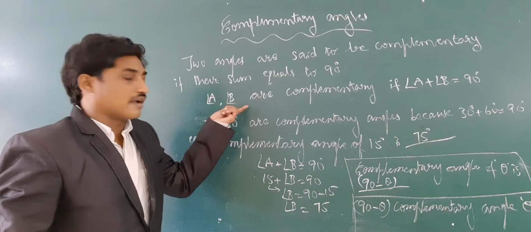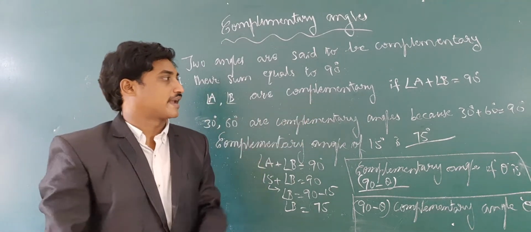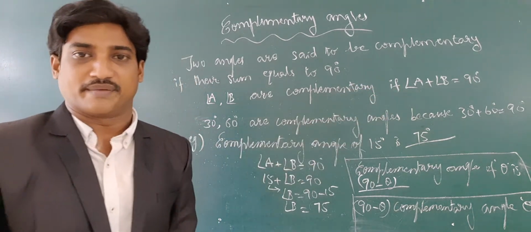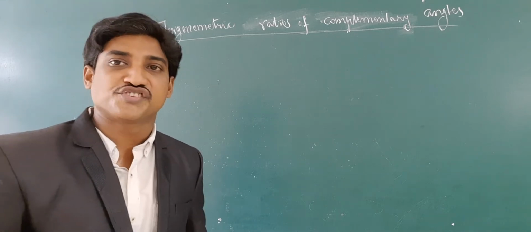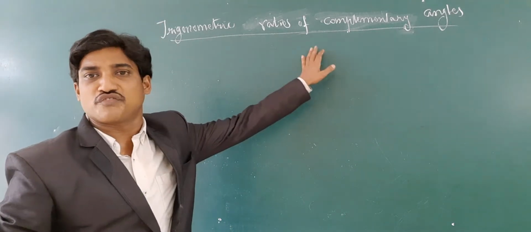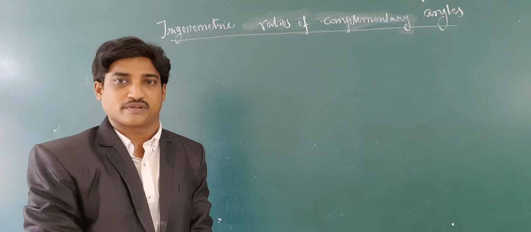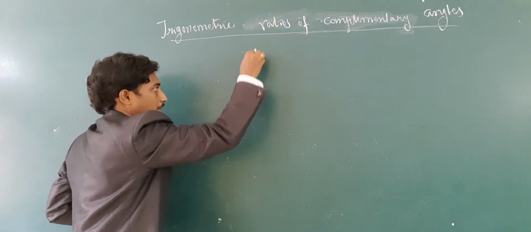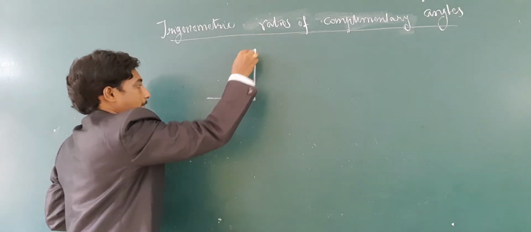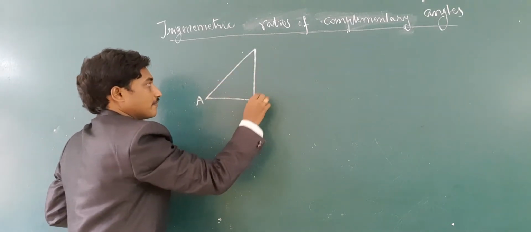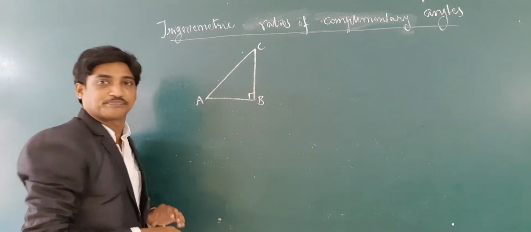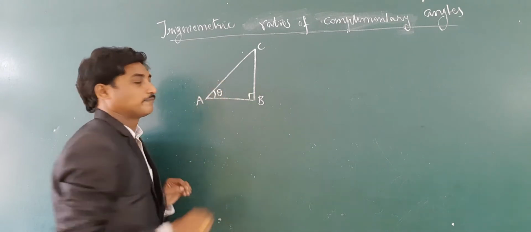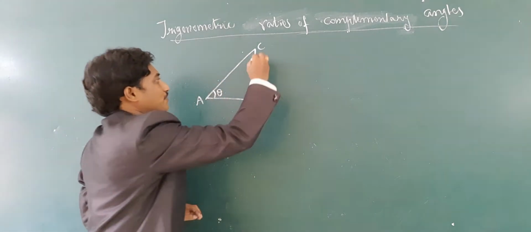Again, angle A and angle B are said to be complementary angles if angle A plus angle B is 90 degrees. Now let us see the trigonometric ratios of complementary angles. I am taking a right angle triangle ABC, right angle at B, taking the measure of angle A as theta. Then what is the measure of angle C?